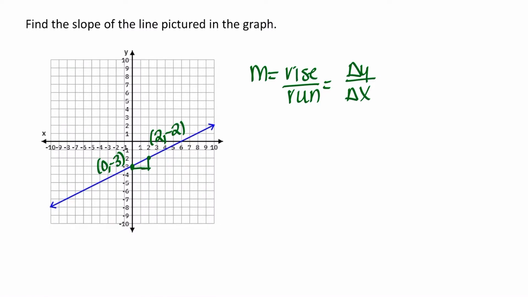I'm going to go right 1, 2. So right is +2. Then I go up 1, which is +1. So my rise over run, or change in y over change in x, is going to be +1 over +2, which equals a slope of 1/2.